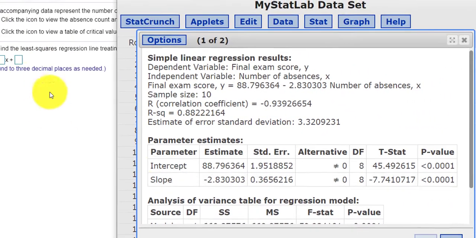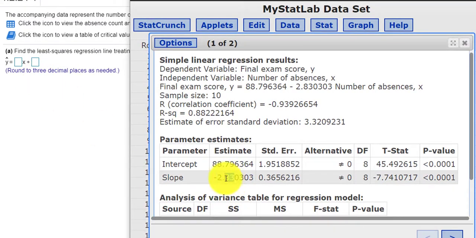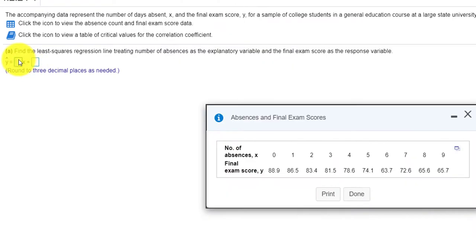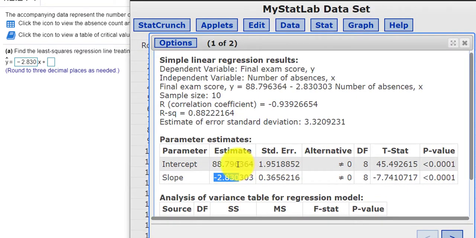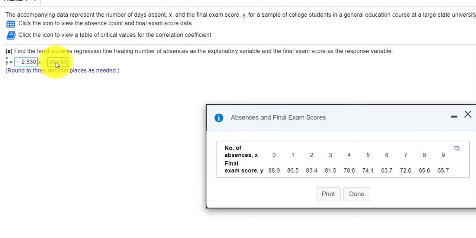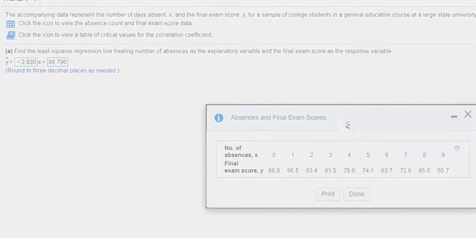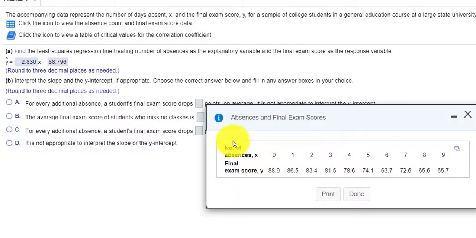It looks like my slope, and we have to go 3 decimal places, so my slope, did I go 3 decimal places? I did not, there we go. All right, so that's my slope, and then my y-intercept was here. So I'll enter that here, and then I'll press check answer, and we get the fantastic.